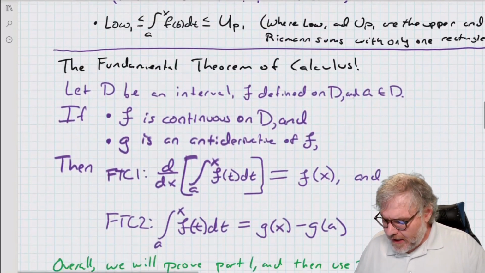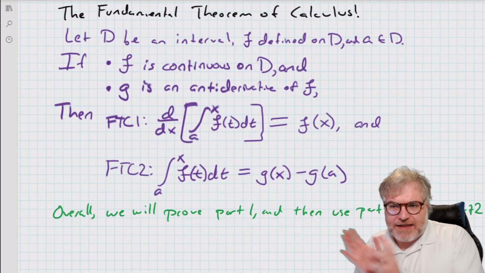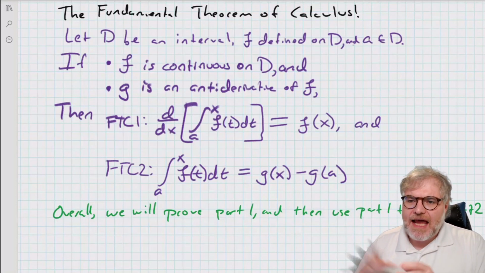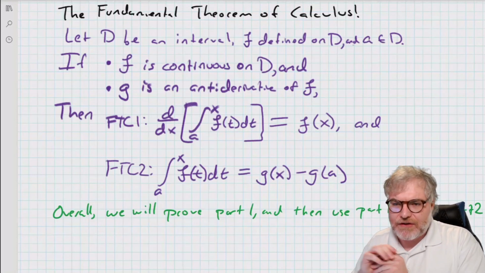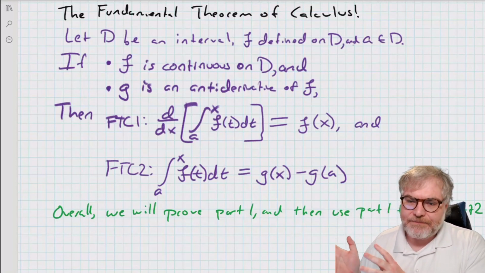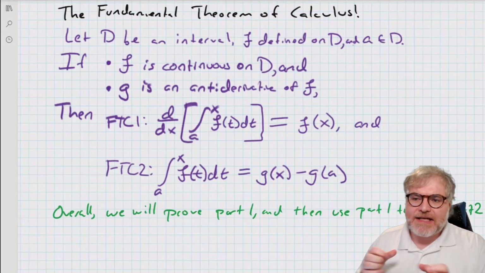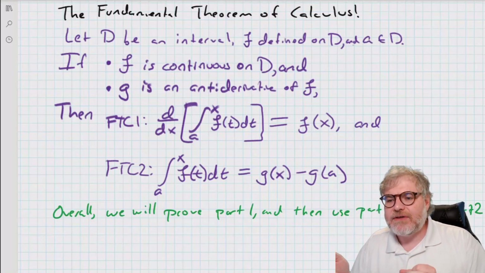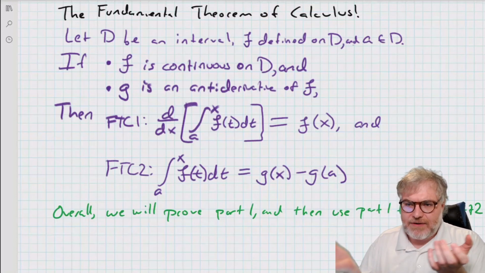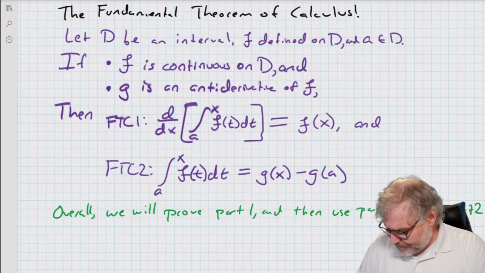We're trying to prove that if we have an interval, and f is defined on that interval, and a is some base point, if f is continuous, and g is some antiderivative of f, then two things are true. The derivative of the area under the curve is simply f, and the area under the curve is g of x minus g of a. So I take any antiderivative, evaluate it at x and then at a, and subtract g of a from g of x, and I will actually get the area under the curve.